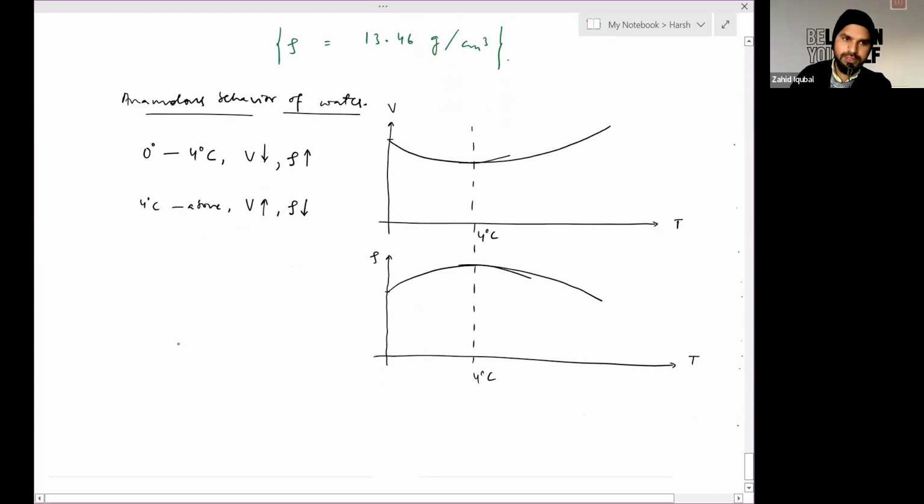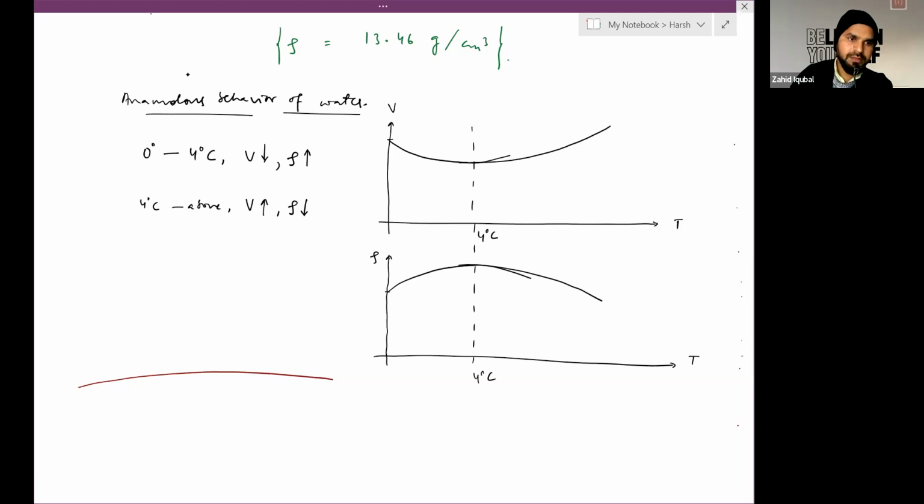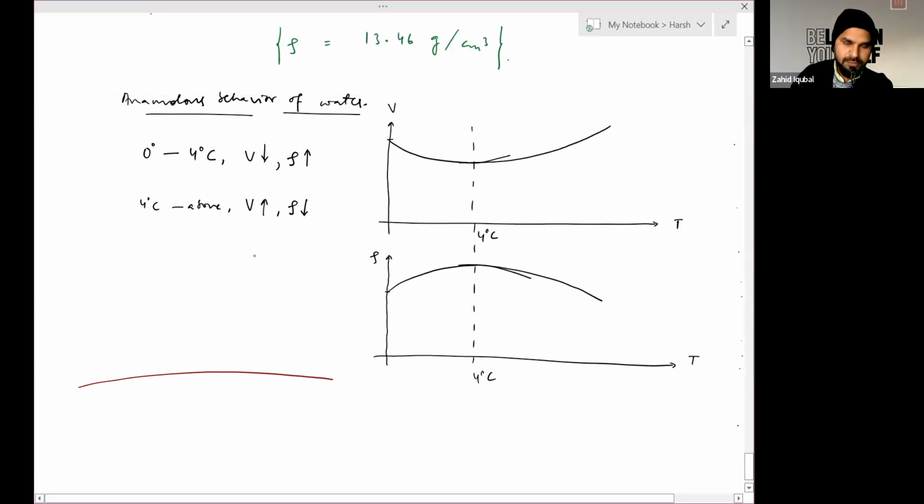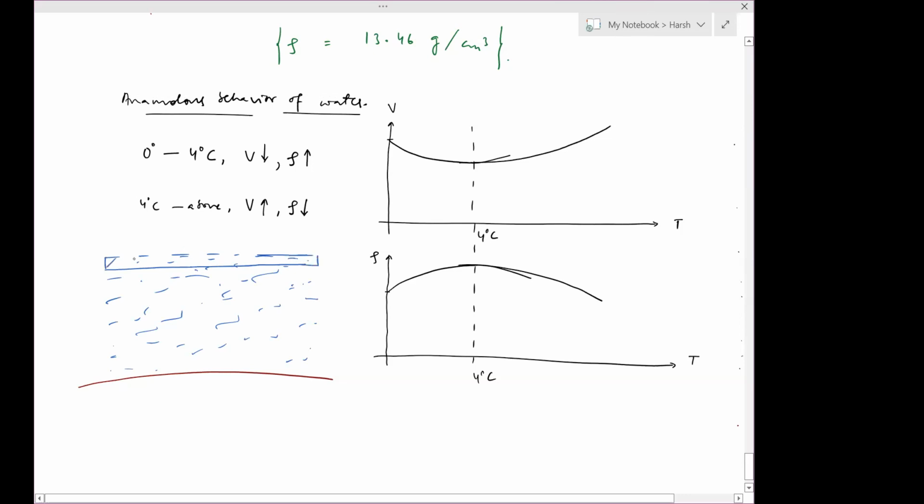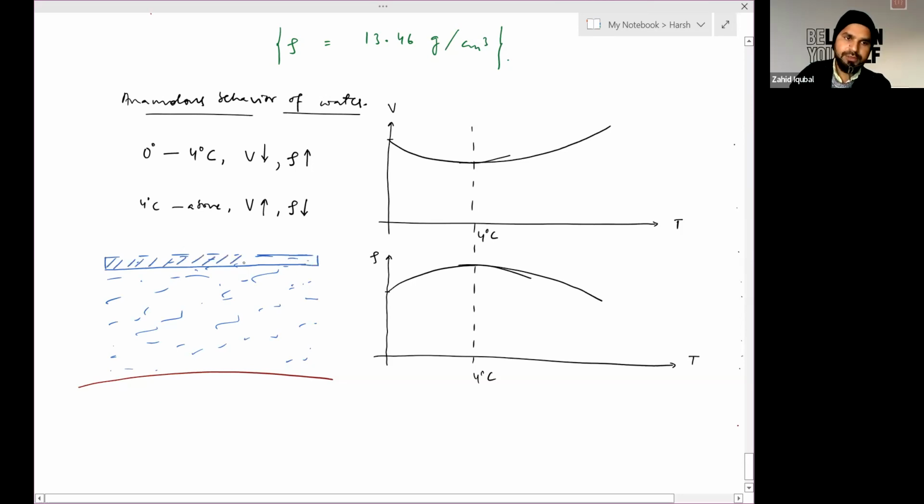This behavior of water provides a facility for the existence of aquatic life. Suppose the temperature outside of this water body becomes less than 0 degrees Celsius. So it will start freezing. Formation of ice will take place from the surface of water like this. So ice will form initially at this point.